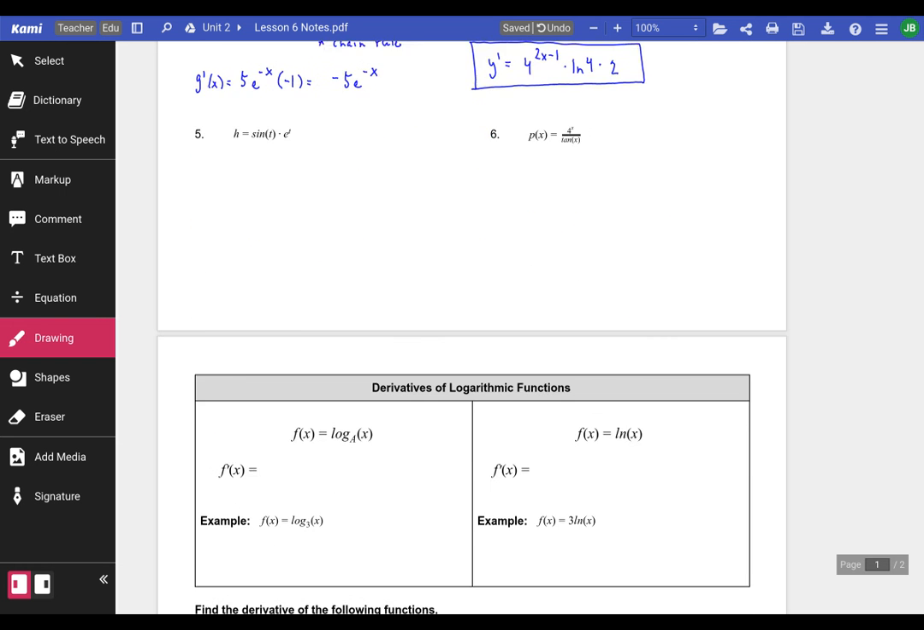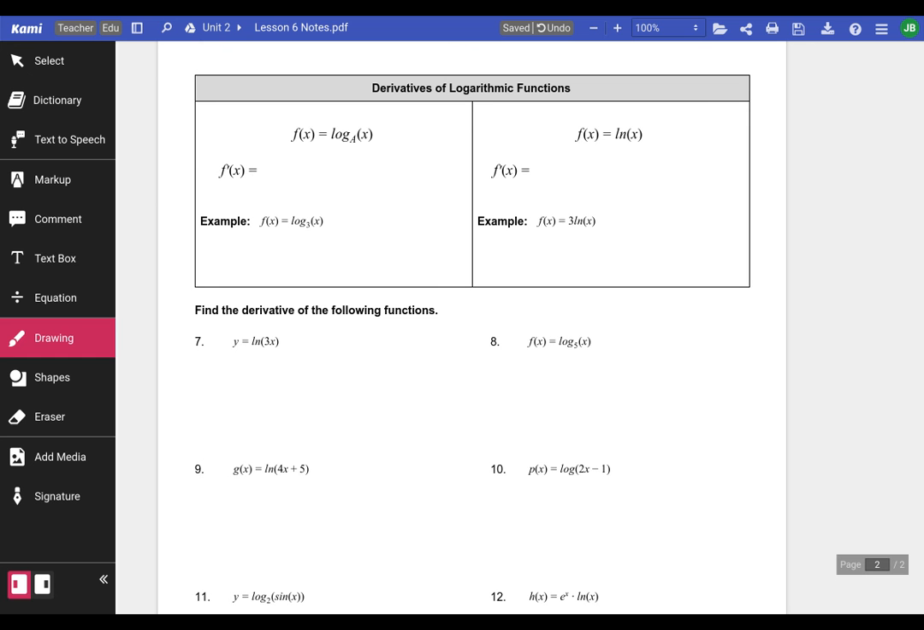So let's look at our last set of rules here. Now we're going to talk about the derivatives of logarithmic functions. So if I have a function f of x equals log base a of x, my derivative is going to be 1 over x times the natural log of a. So if we look at our example here, f of x equals log base 3 of x, our derivative f prime of x is going to be 1 over x times the natural log of 3.